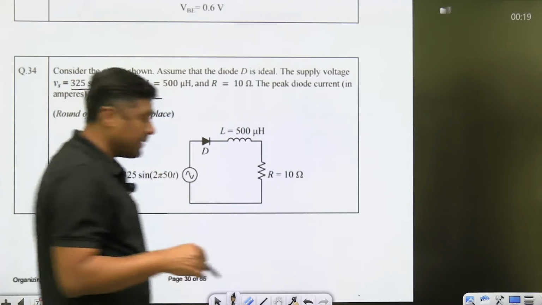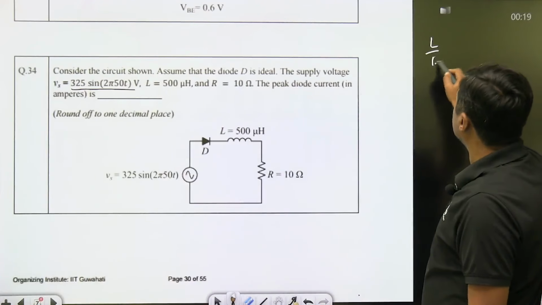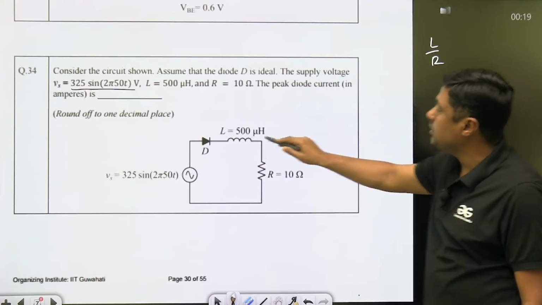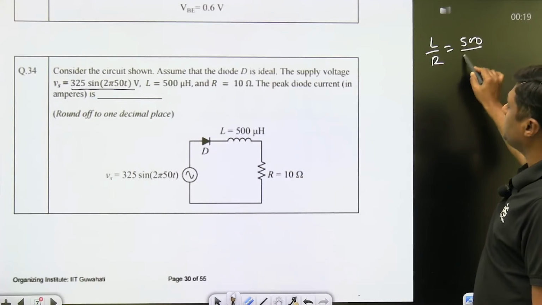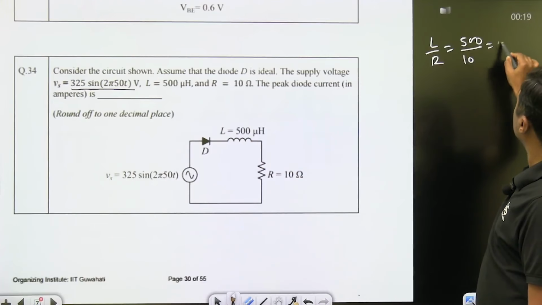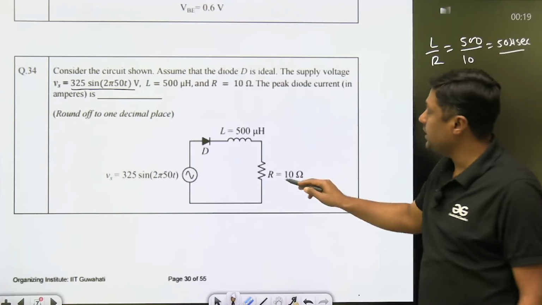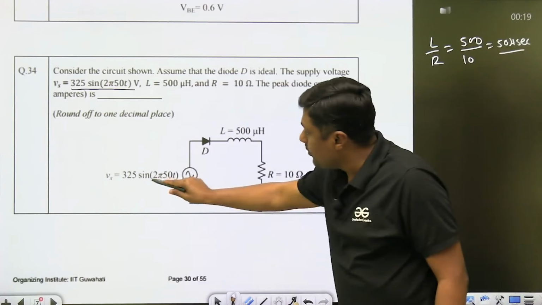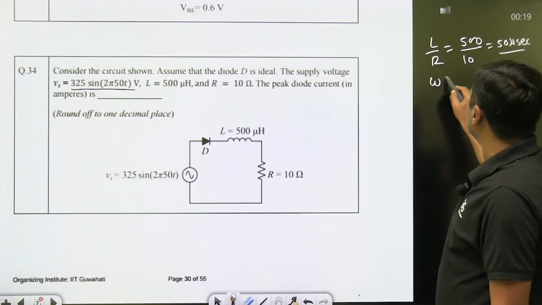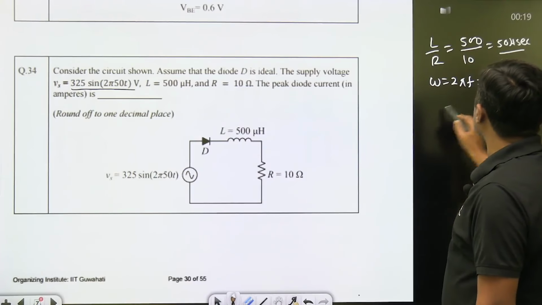Always calculate the time constant first of all. What is the time constant? L by R. If the diode is short circuited, when the diode is on, what is the time constant? L by R, 500 upon 10. That is 50 microsecond, guys. Because it is in microhenry and ohm, it is 50 microsecond. Now it is given omega t. What is the value of omega? That is 2 pi f is equal to 2 pi 50. So f is equal to 50 hertz.